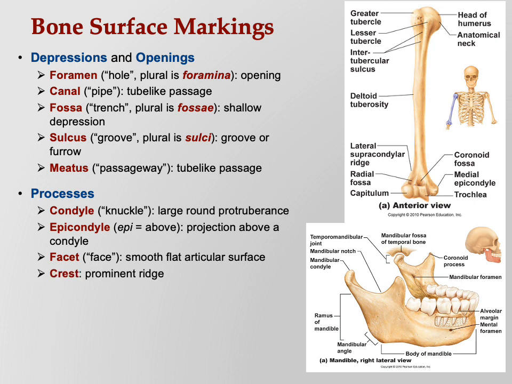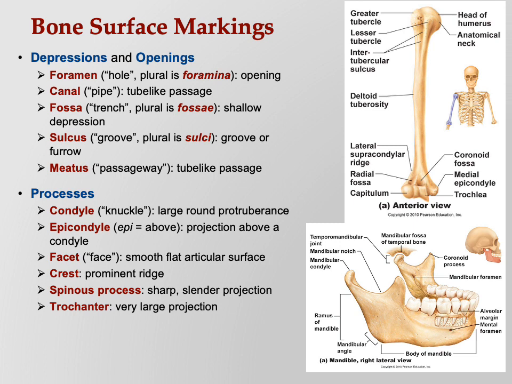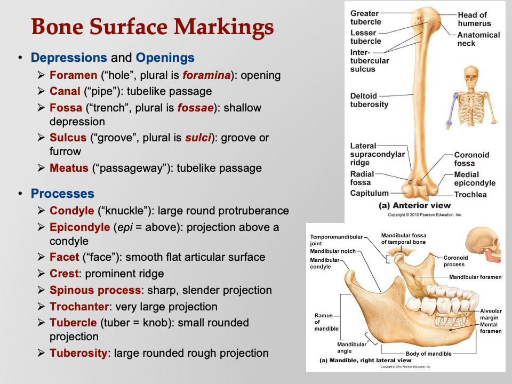A crest, a prominent ridge. A spinous process, a sharp, slender projection. A trochanter, a very large projection. A tubercle, small, rounded projection. A tuberosity, a large, rounded, rough projection. In other words, just get used to these terms because they'll show up again and again and again.